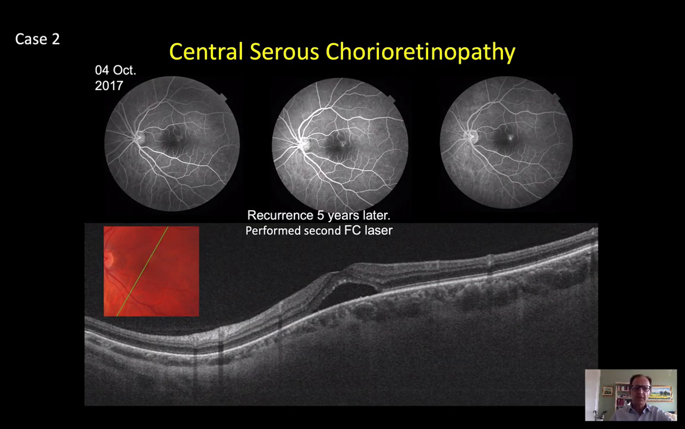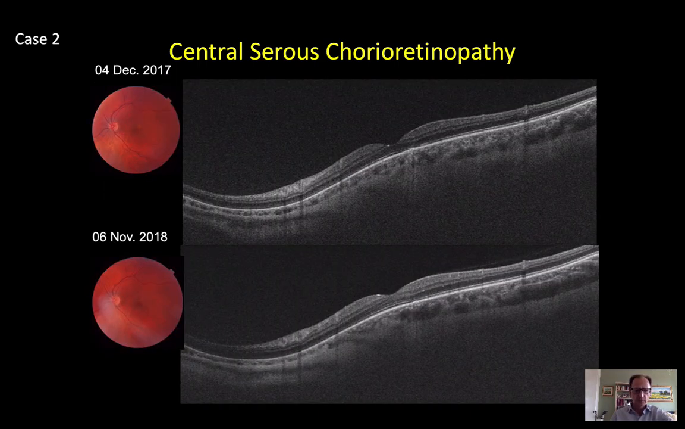However, after 5 years, there was a recurrence. There was again fluid under the macula, and the same point that was photocoagulated 4-5 years earlier was again the origin of the problem, and again we performed a focal light laser photocoagulation, and again we obtained a complete resolution of the subretinal detachment.